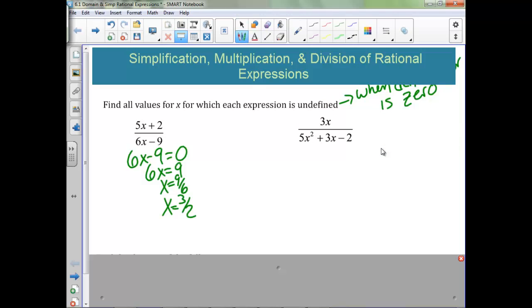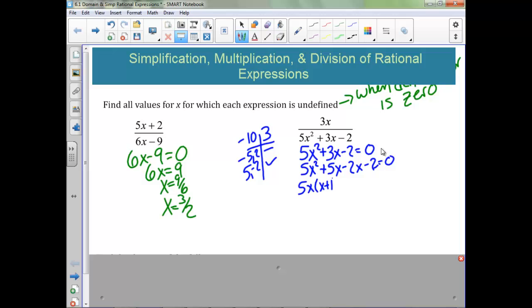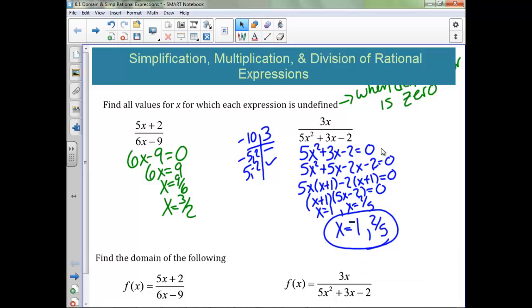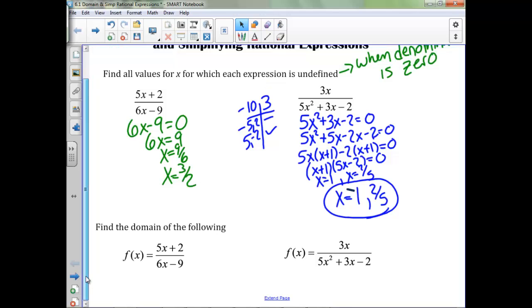Same idea here. We want to figure out when this denominator is 0. So we need to find two numbers that multiply to -10 and add to 3. So both the values 1 and 2/5 will both make this expression undefined. So now, using the same idea, we're going to find the domain of these same expressions.